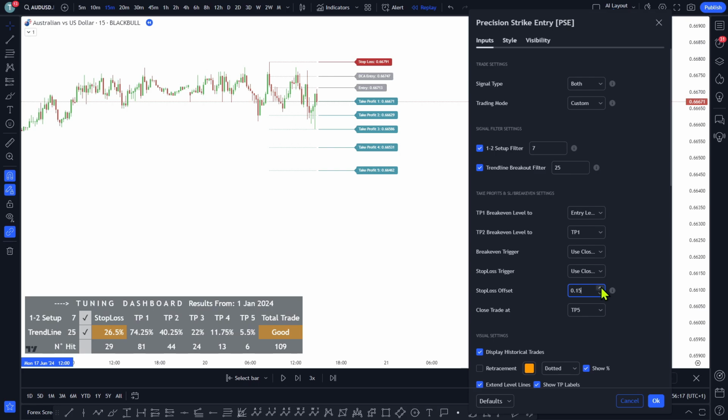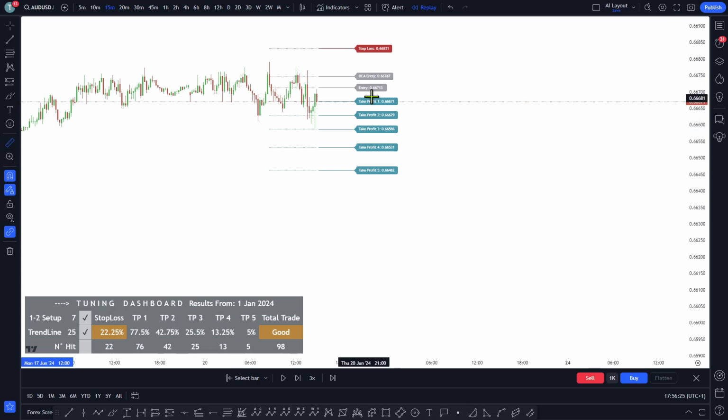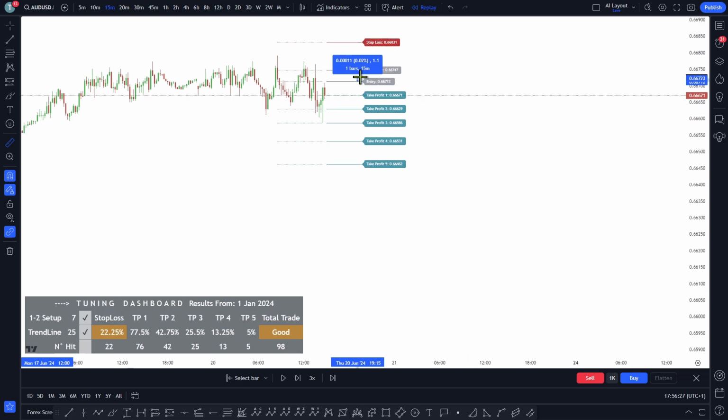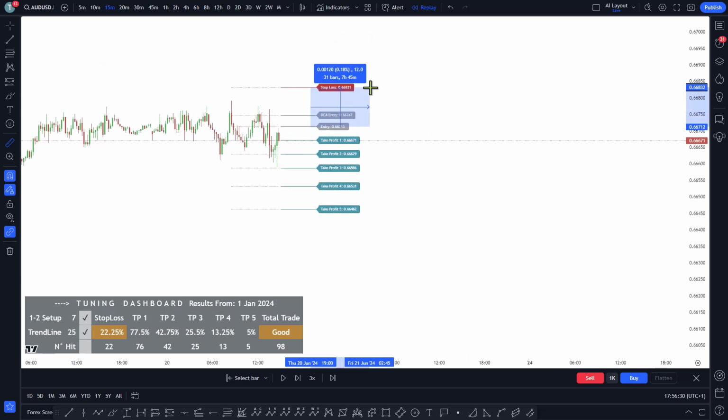So for AUD USD in this case, I'm using, for example, a stop loss offset of 0.2. This is only a few pips. However, this has a very positive impact on my trade. So if I look at this, I still have a stop loss of around 12 pips and my take profit target is around 25 pips. That's one risk to reward of 2.